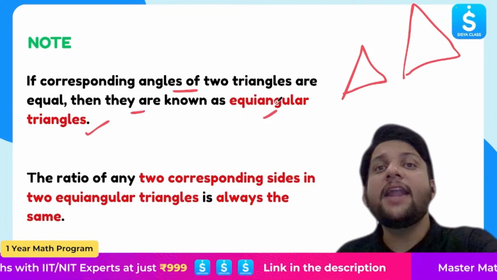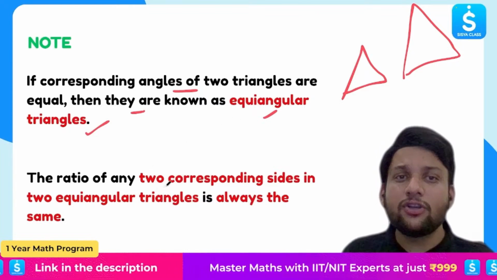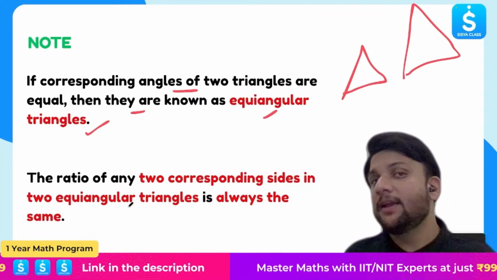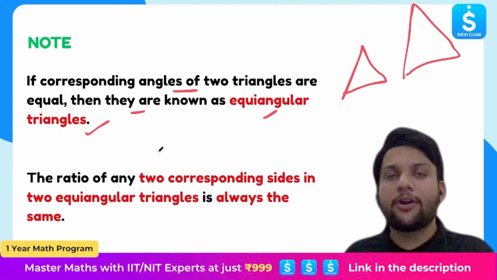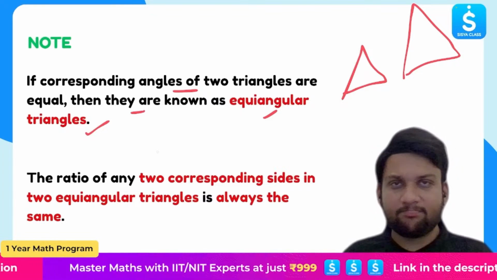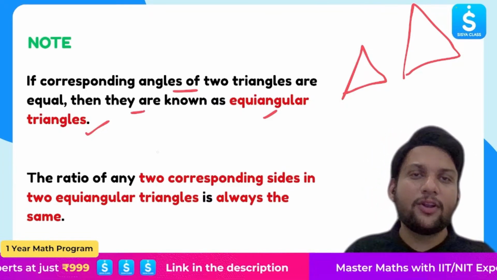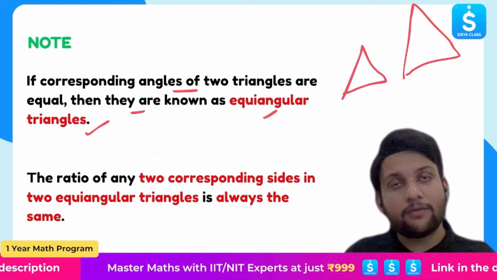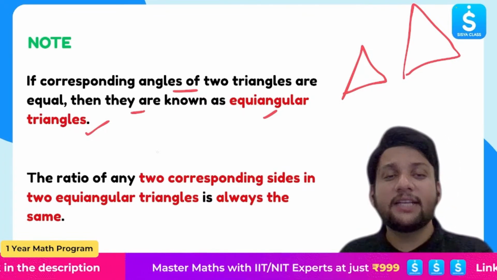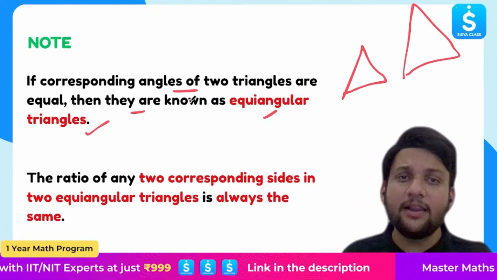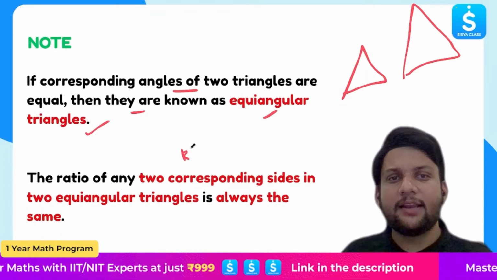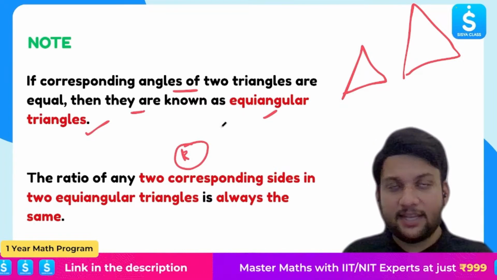equiangular triangles. And a result of that theorem is the ratio of any two corresponding sides in two equiangular triangles is always the same. That is, if I have a pair of equiangular triangles, the ratio of their corresponding sides will always be equal. Clear? Again, first thing, what do we call the two triangles who are having equal angles? Equiangular triangles. And the ratio of the two corresponding sides in any two equiangular triangles is always the same. And we call it the scale factor, denoted by letter K. I hope it is clear.